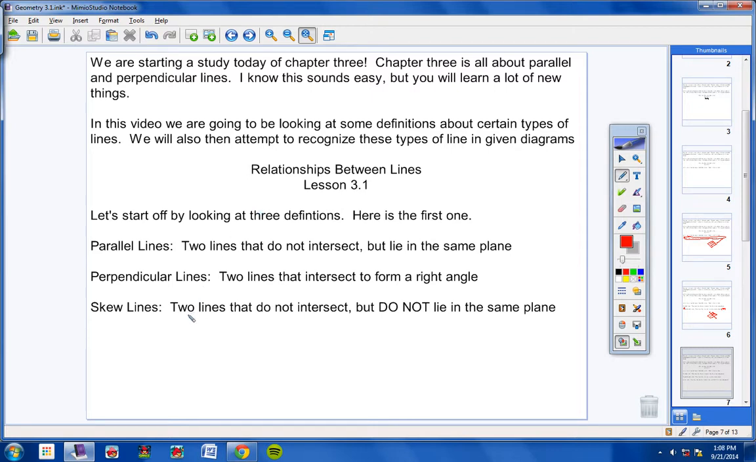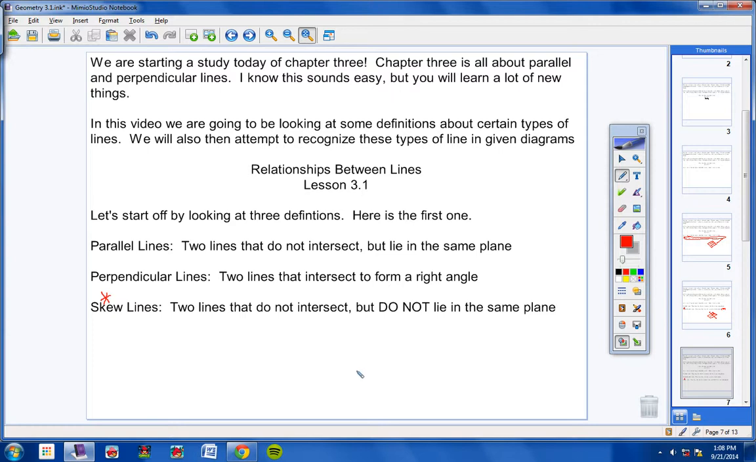Skew lines are two lines that do not intersect, but they don't lie in the same plane. Copy that down, please. Skew lines are two lines that do not intersect, and they also don't lie in the same plane. So please listen to me carefully, students, okay?